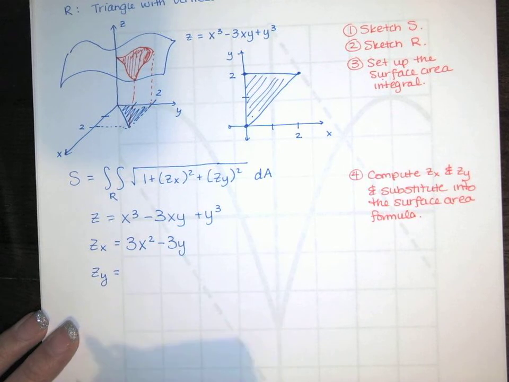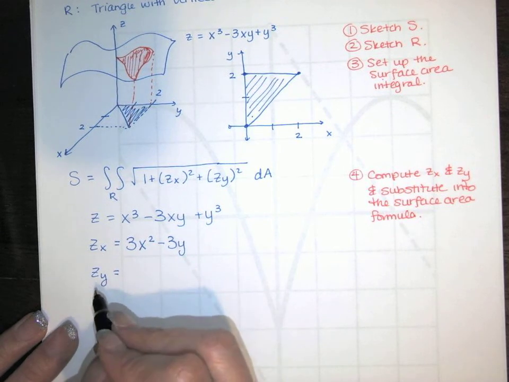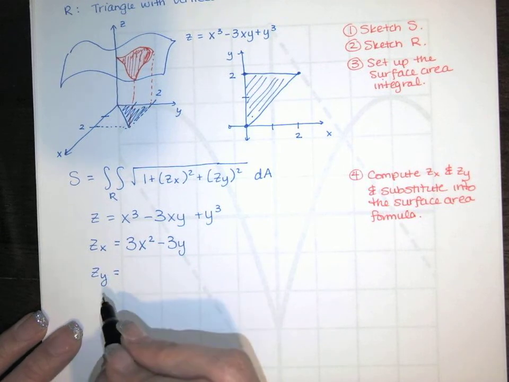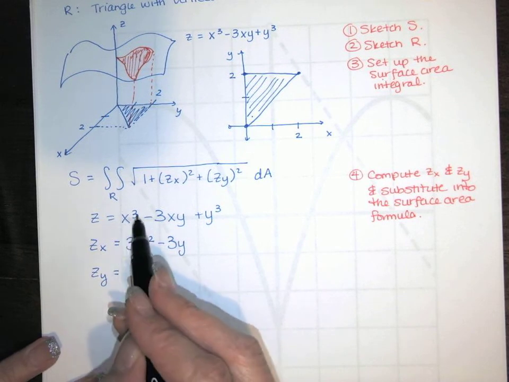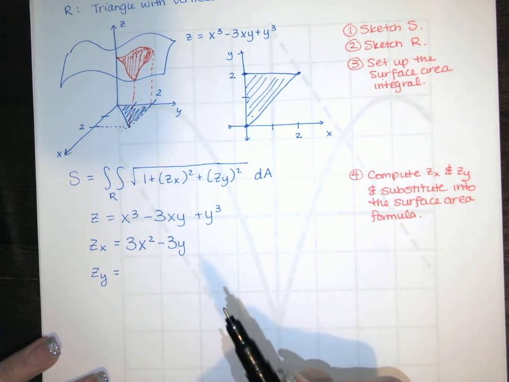Now we want to do the same thing, but take the partial with respect to y. So we treat x as a constant and we differentiate with respect to y. The derivative of this constant with respect to y is 0.